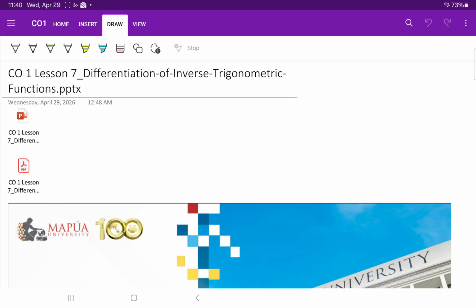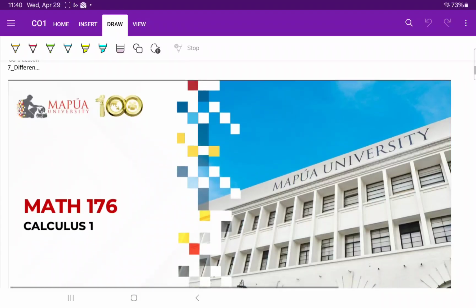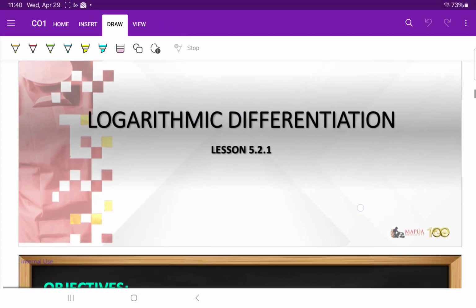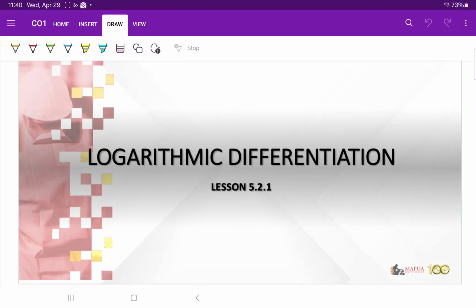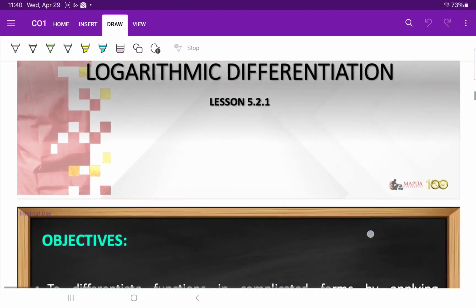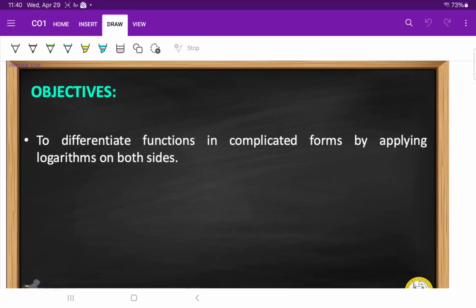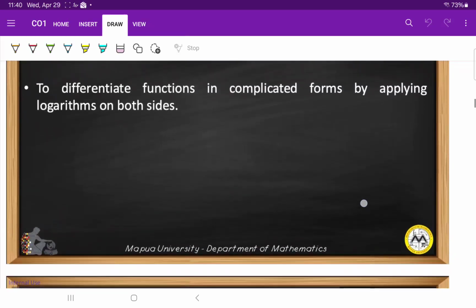But before we go to finding this derivative, let's first discuss how to do logarithmic differentiation. So what is this logarithmic differentiation actually? This is used in differentiating functions which are in complicated form. And to do that, we apply logarithms on both sides before we differentiate.